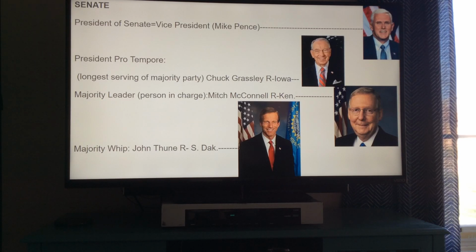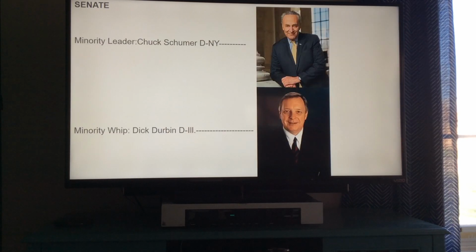And also, like we have in the House, in the Senate, there are whips. And so the majority whip is John Thune, Republican from South Carolina. And then finally, the Democrats, because they are in the minority and they don't control the White House, they only get these two guys. They have their minority leader, Chuck Schumer, Democrat from New York. So he's the one who basically tries to control the Democratic minority in the Senate. And then the minority whip is Dick Durbin, who is a senator from Illinois.